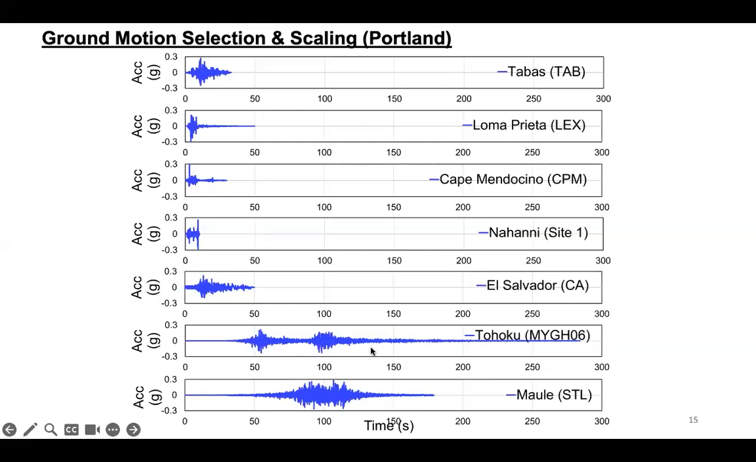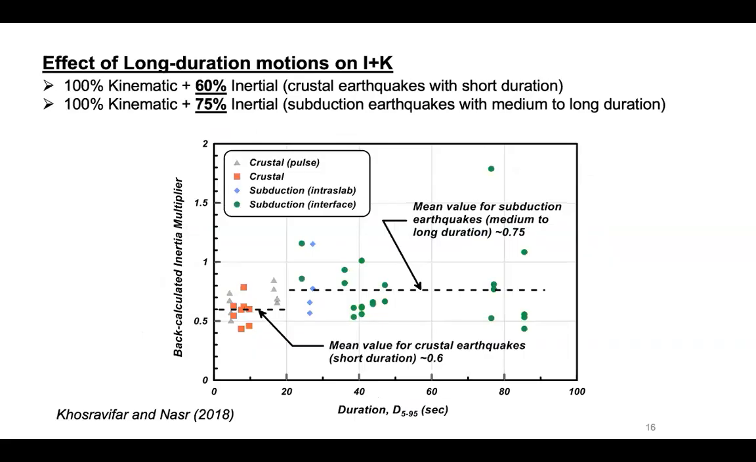The hypothesis that we wanted to test was whether the inertia and kinematic contribution factors are higher when you are dealing with longer duration motions, because they have more time to interact during the motion. So here are the results.